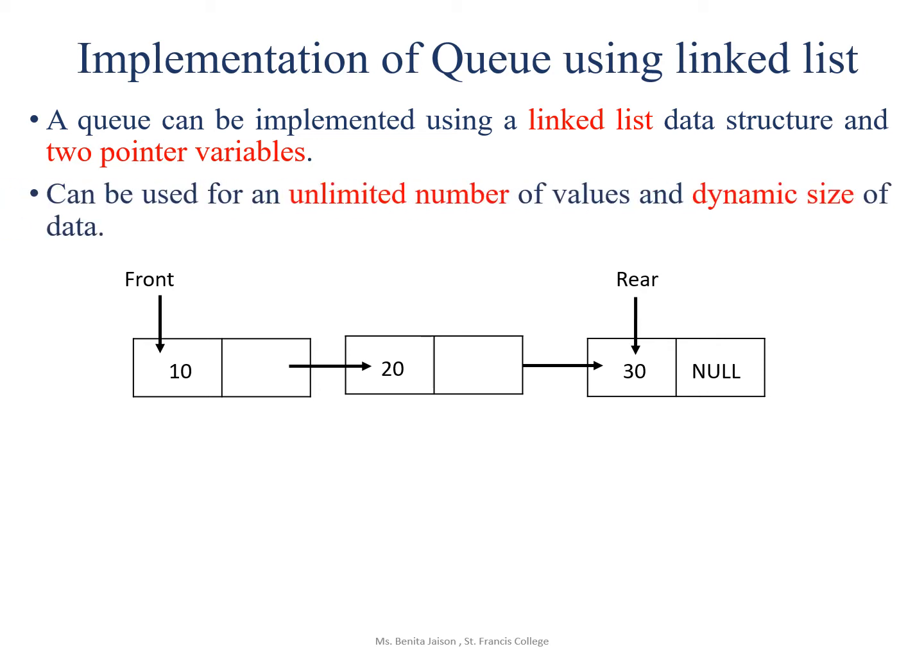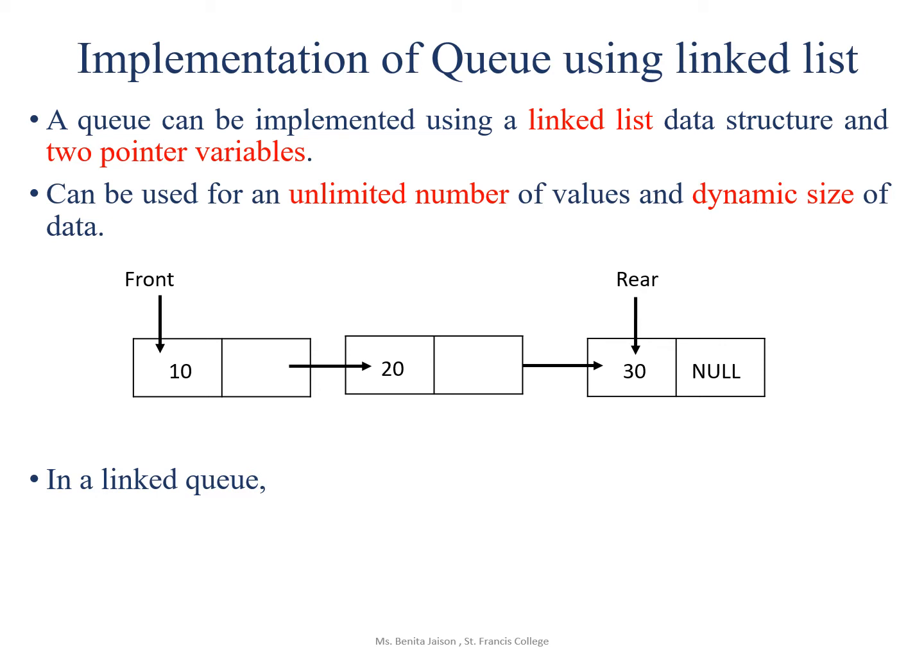As we have seen in the implementation using arrays, the size of the array has to be declared initially. That means we have to make a static declaration of the size of the array, and there is a limit for the number of values to be stored in the queue. But using linked list implementation of queue, we can have an unlimited number of values and we can have dynamic size of data as and when required.